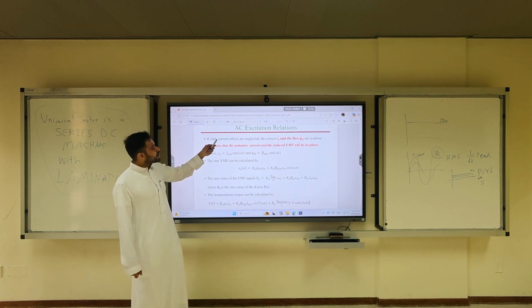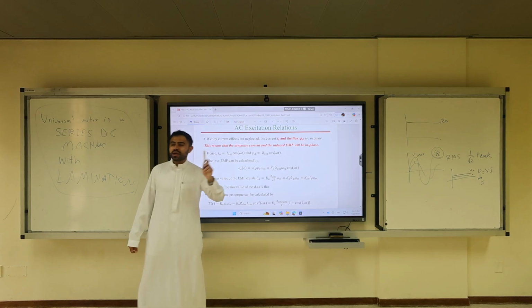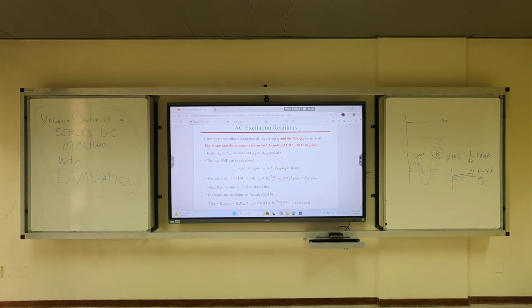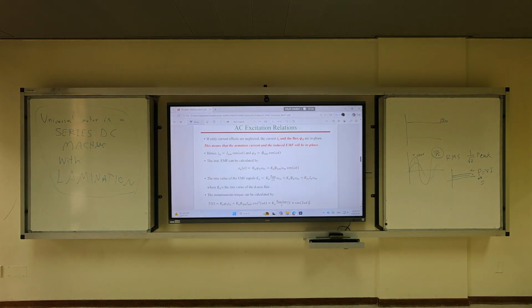So if eddy current effects are neglected, why do we neglect them? Because we already laminated. Without lamination, you have to include it. After lamination, losses become more or less? Less. So let's say we're going to ignore these small losses.